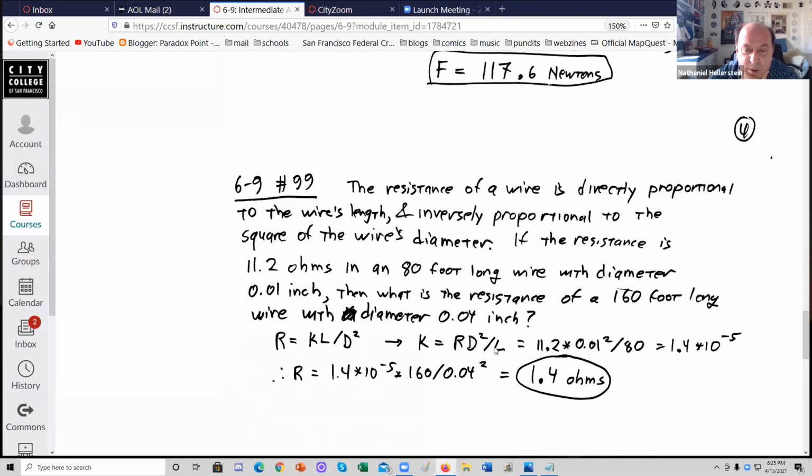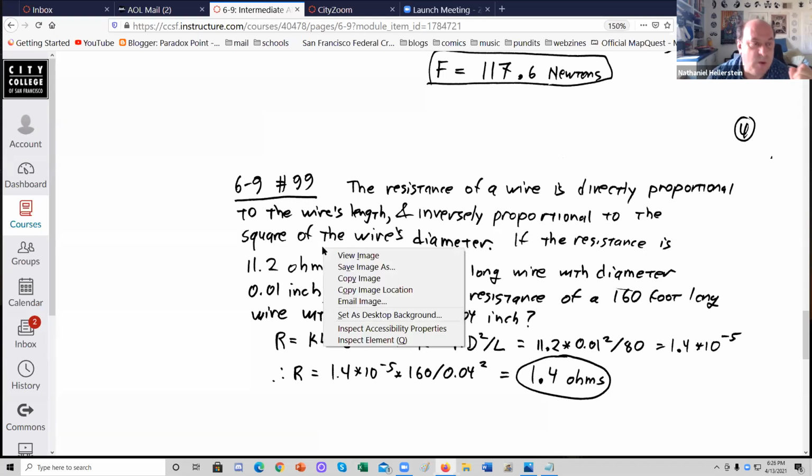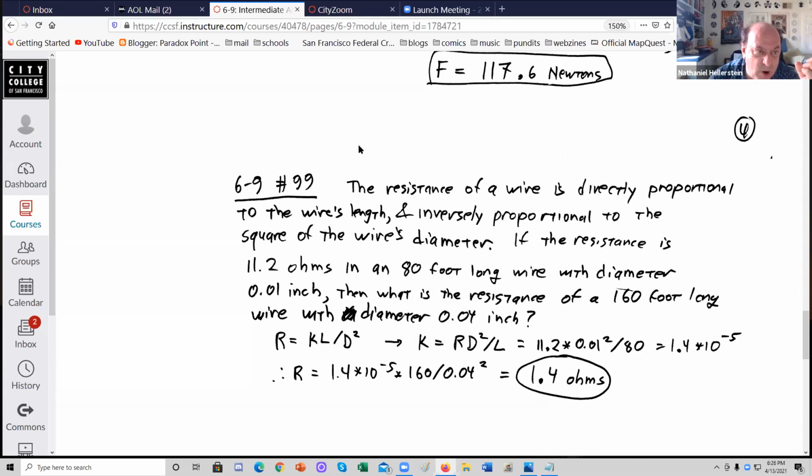And here we have a bit of electrical engineering. The resistance of a wire is directly proportional to the wire's length. So twice as long a wire means twice the resistance. It's inversely proportional to the square of its diameter. The square of the diameter means it's that much more area. So twice the area is half the resistance. Twice the diameter is 1/4 the resistance.